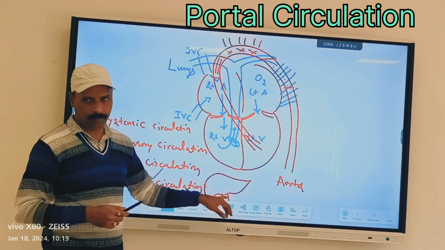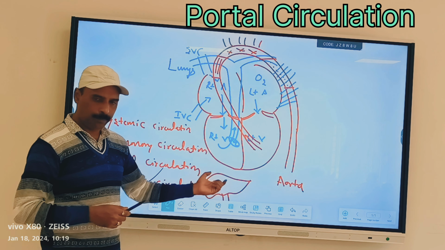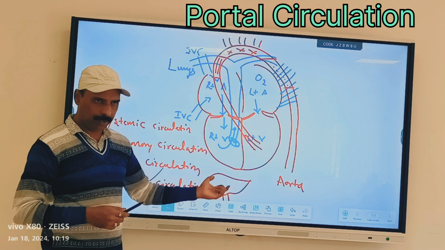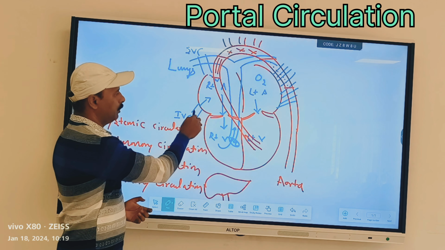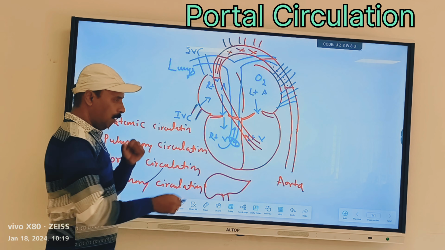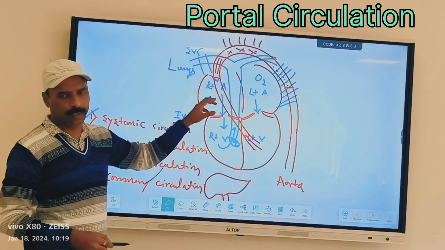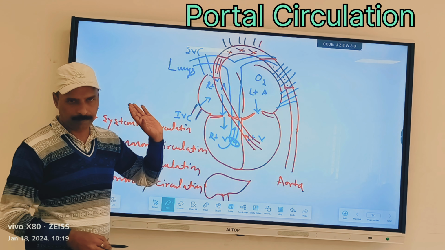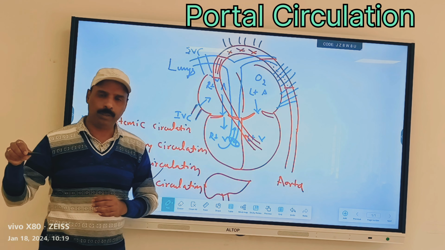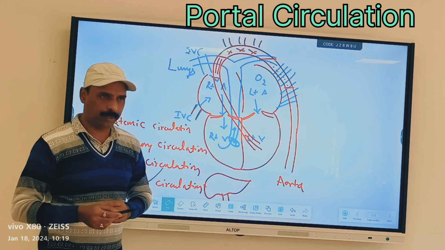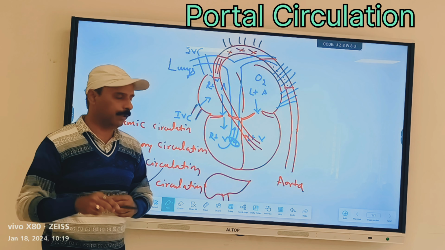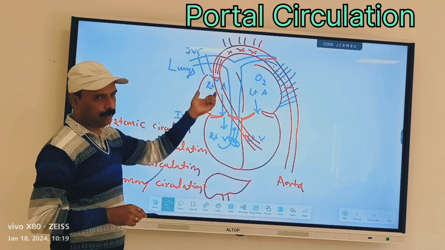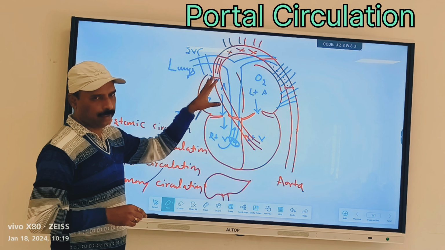Maximum blood which comes from the abdomen crosses the liver through the portal circulation. We have the portal vein, and the maximum blood crosses the liver, and that continues and opens into the inferior vena cava. The total abdominal blood, which passes through the liver, reaches the inferior vena cava and then reaches the right atrium.